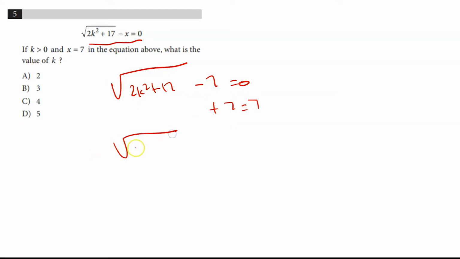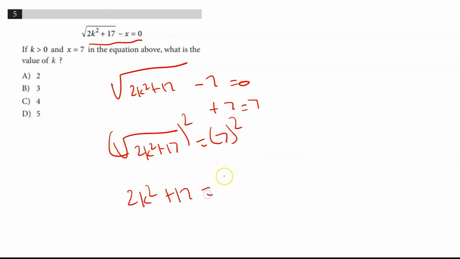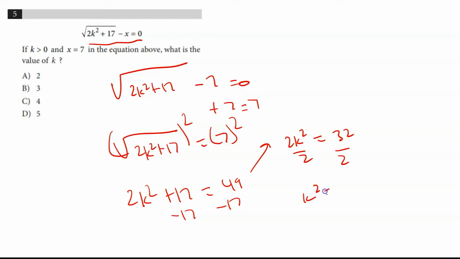So we have that the square root of 2k squared plus 17 equals 7. So we want to get rid of the square root, so we can square both sides. So we have that 2k squared plus 17 equals 7 squared, which is 49. Subtracting 17 from both sides, 2k squared equals 32. If we divide by 2, we have that k squared equals 16, and that's k equals plus or minus 4. But we know that k is greater than 0, so our answer is 4.